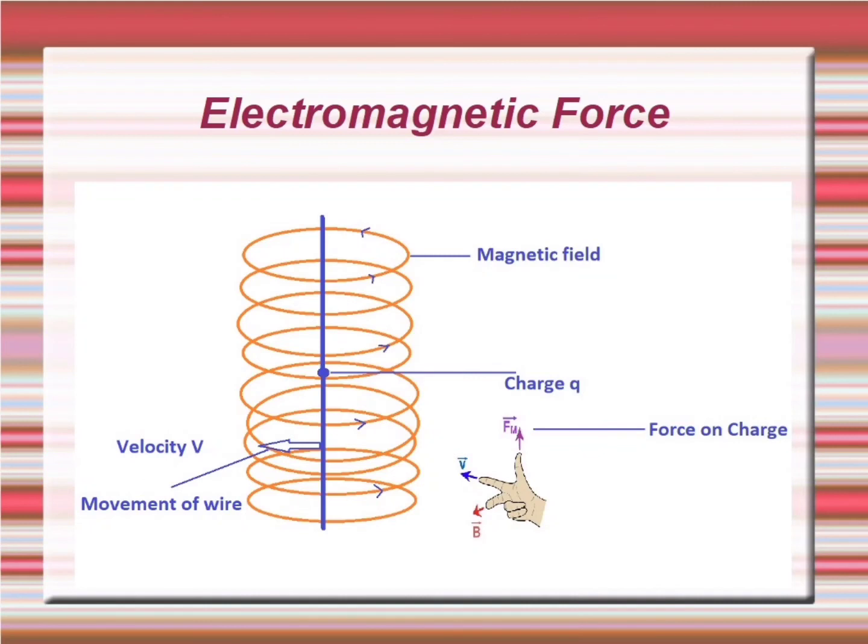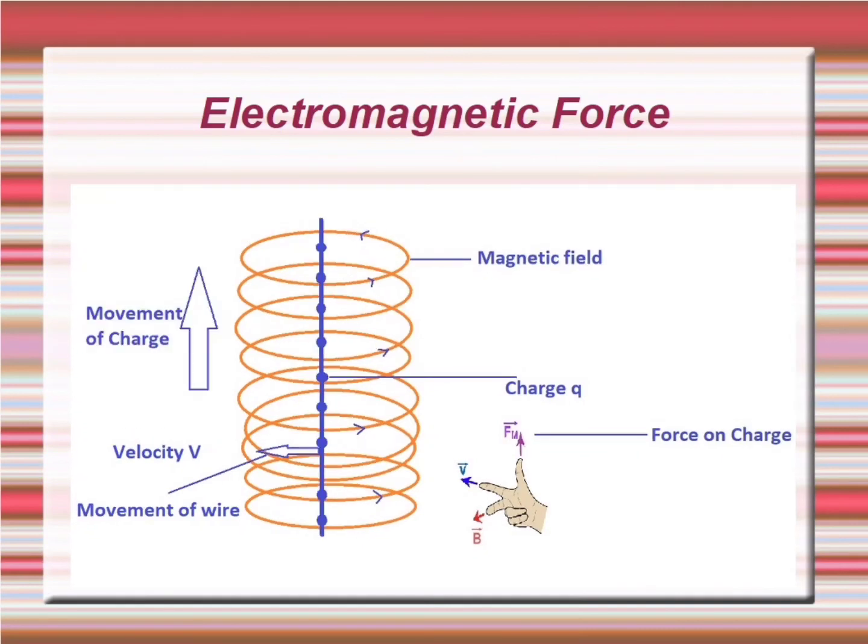It can be found by the right-hand rule. So if the index finger is the direction of velocity and the middle finger is the direction of the magnetic field, then the thumb shall show the direction of force on the charged particle. So there is going to be a net force on the charge in the direction of the thumb. So the charge will move upward. Now imagine there are multiple charges on the wire, and all will start moving upward.